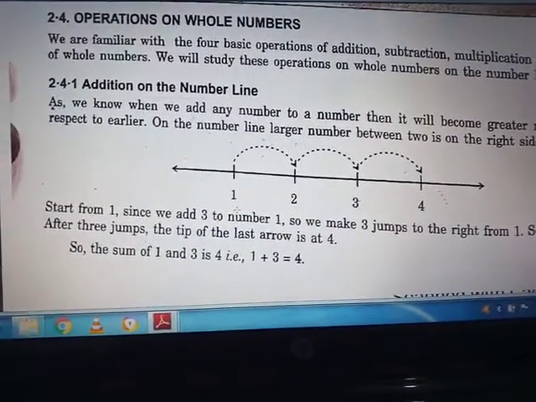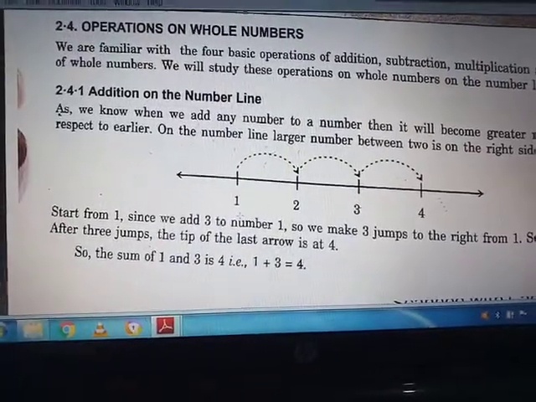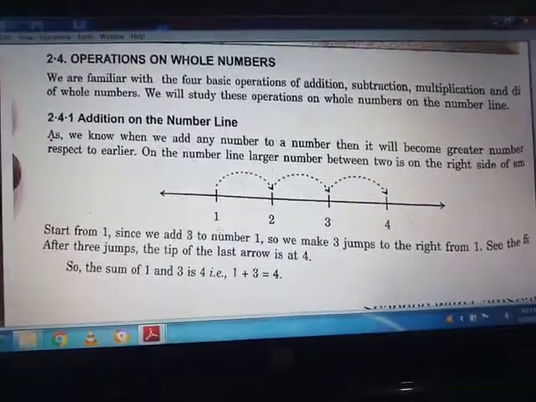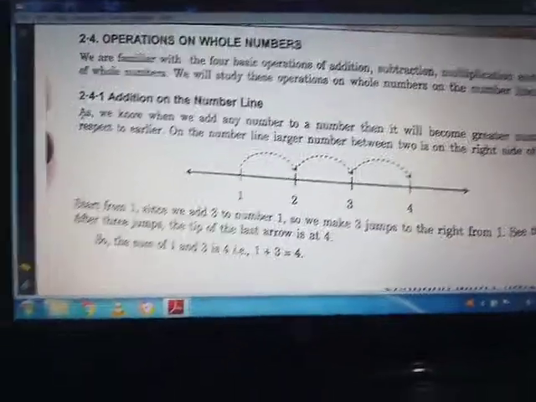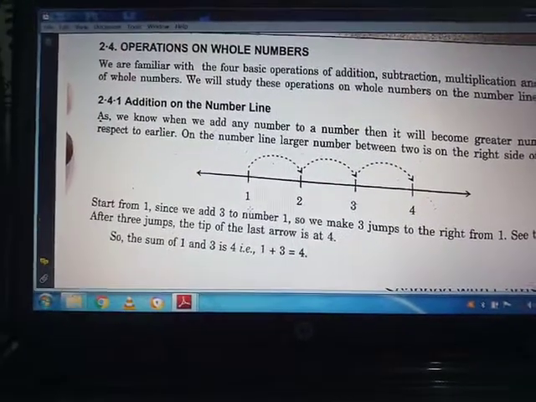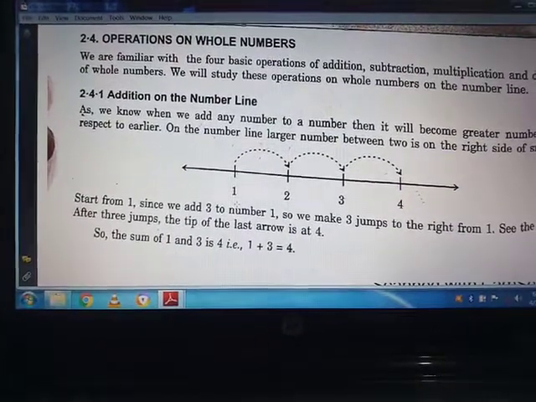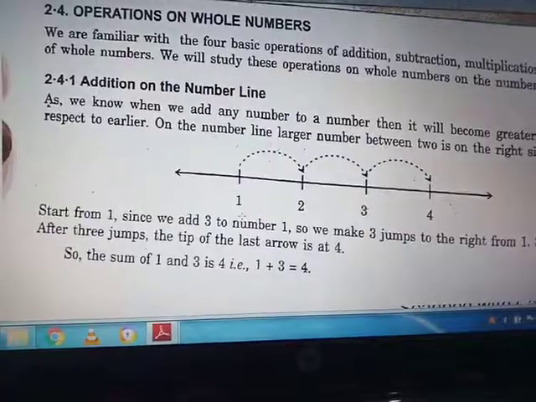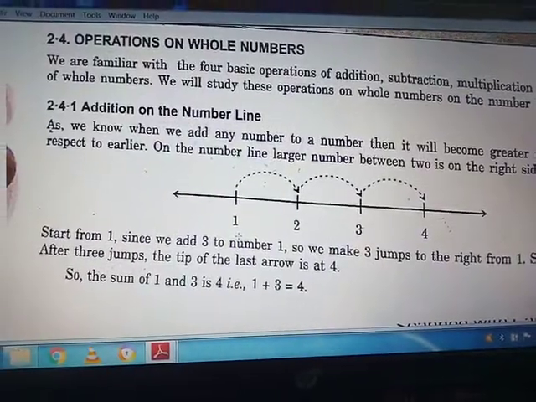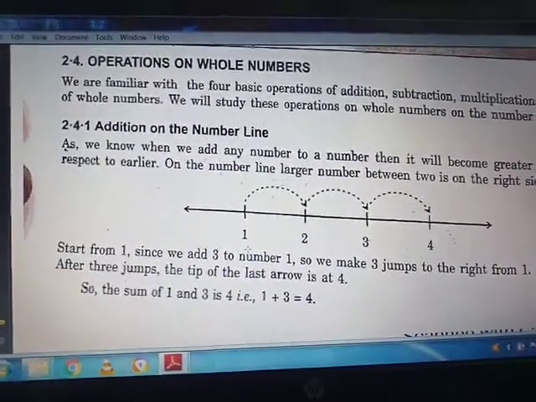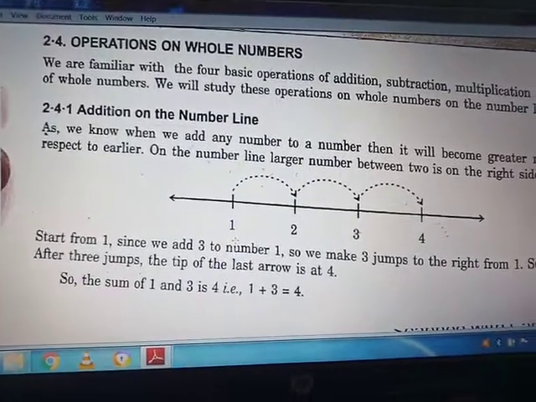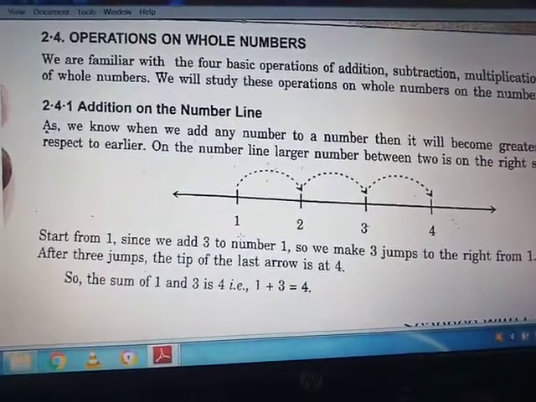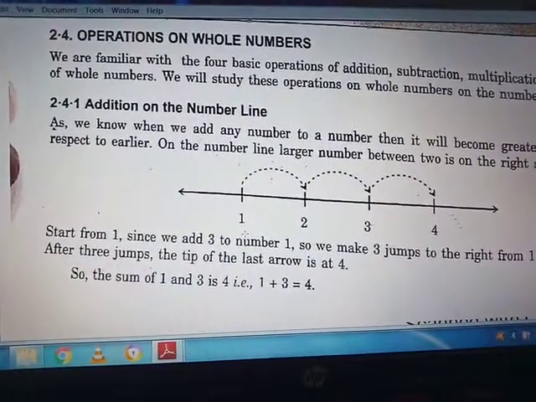In the previous video we studied how to represent any number on a number line. Now we will discuss addition and some of its properties. First is addition on the number line. You can see there is a number line on which 1, 2, 3, 4 are marked. We will see how these numbers are added.